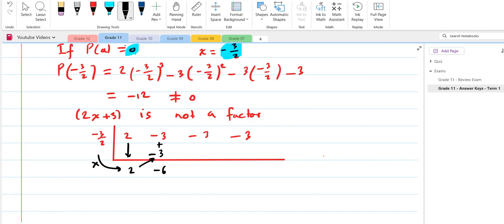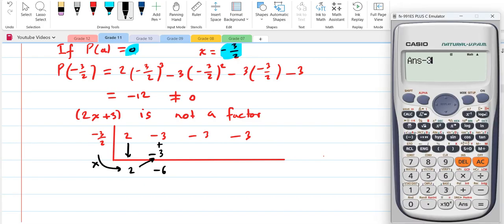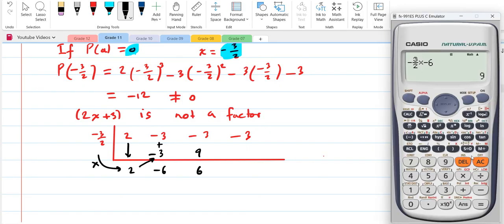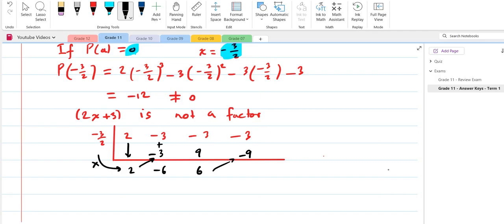Minus 3 over 2 times negative 6. Let's work this one out on the calculator. Minus 3 over 2 times negative 6, we get 9. Add both, you get 6. Minus 3 over 2 times 6 now, you should get negative 9. So we multiplied minus 3 over 2 to get all these numbers, by multiplying with the bottom ones. Minus 3 over 2 times 6 is negative 9. Now if we add up both, we get minus 12.